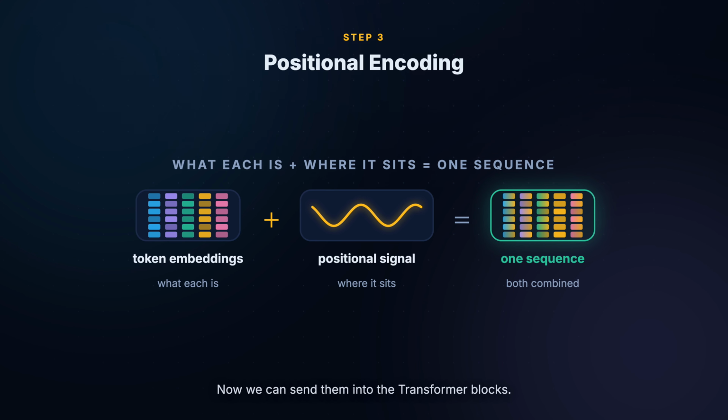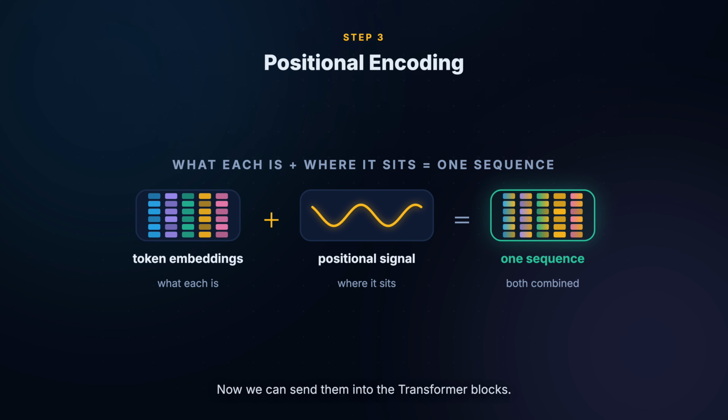A transformer is built from repeated blocks. You can imagine one block as a processing layer. Each block takes in a sequence of token vectors and outputs a new sequence of token vectors. The number of tokens stays the same, but each vector becomes more informed by the context around it.